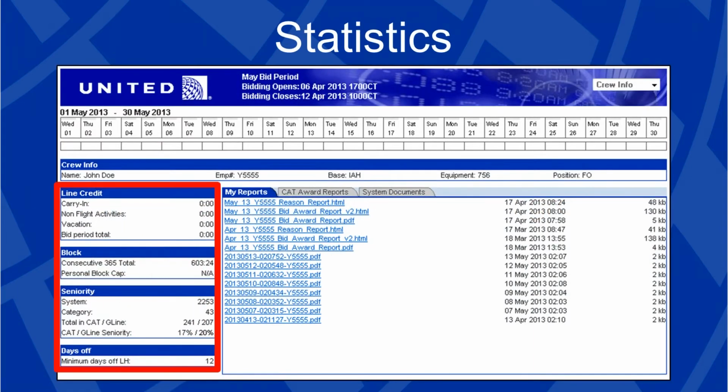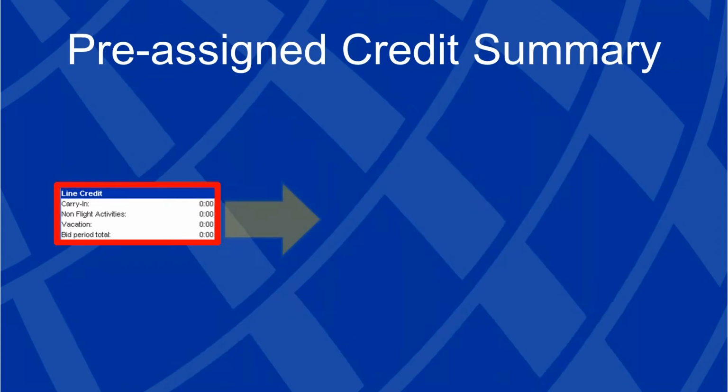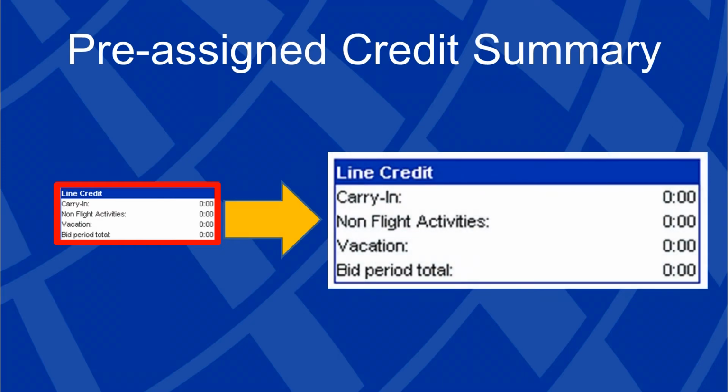On the left side of the screen, you'll see 4 boxes. The top box is labeled Line Credit and contains detailed information regarding the amount of credit that is depicted on your calendar. Your carry-in credit, other credit, and vacation credit should all be listed and totaled for you. This total credit is the amount of credit that you enter the month with and is the amount of credit that PBS starts with when building your line.